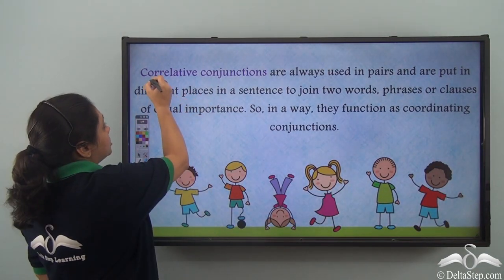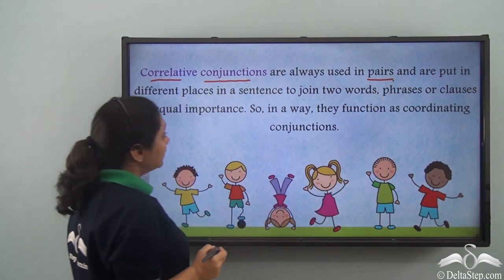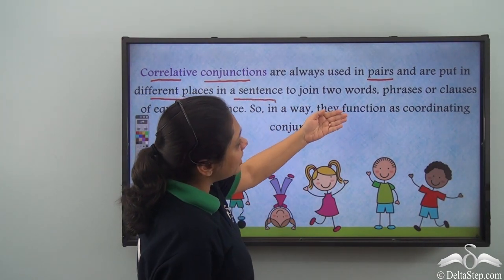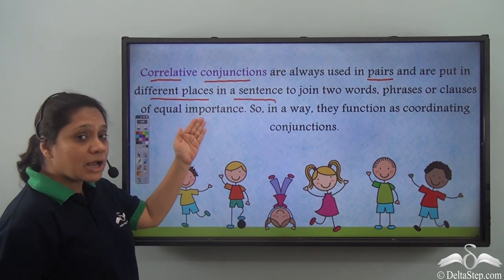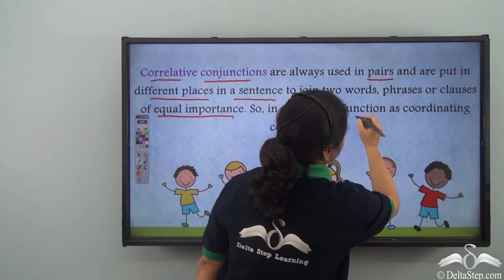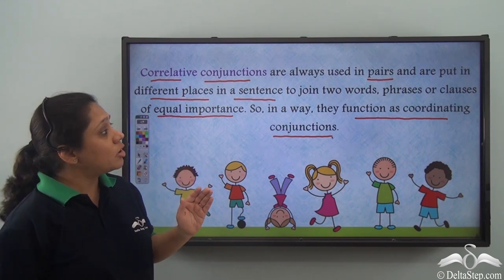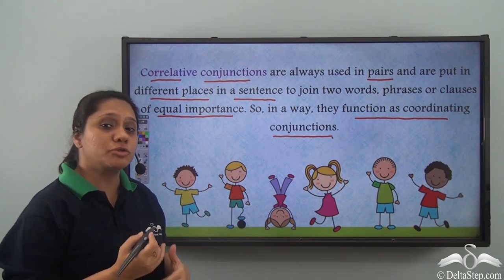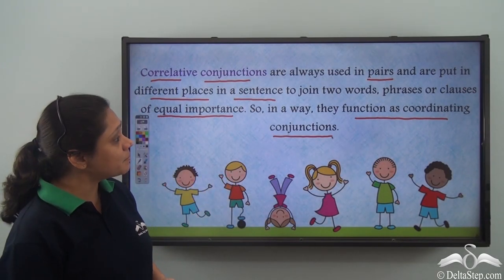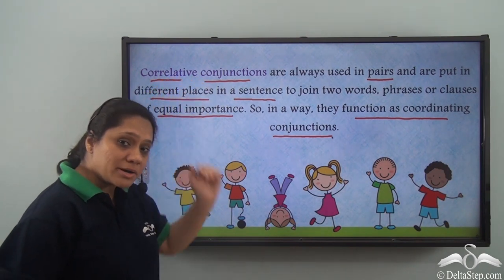So correlative conjunctions are always used in pairs and are put in different places in a sentence to join two words, phrases, or clauses of equal importance. So in a way, they function as coordinating conjunctions. In the earlier example, either or was used in pair, either or usually used together. So they are correlative conjunctions. They were used in different places in the same sentence and they joined clauses of equal importance. So either or is a type of correlative conjunction.